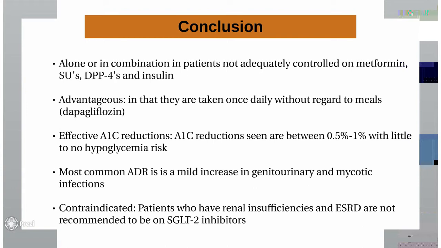They have relatively formidable A1C reductions, 0.5% to 1%, as we saw, with little to no hypoglycemia risk. And the most common adverse effects that we see are in terms of the genitourinary system. We see those increased incidence of UTIs and mycotic infections. And lastly, they're contraindicated in patients who have end-stage renal disease and on dialysis. Those patients should not be on these drugs.